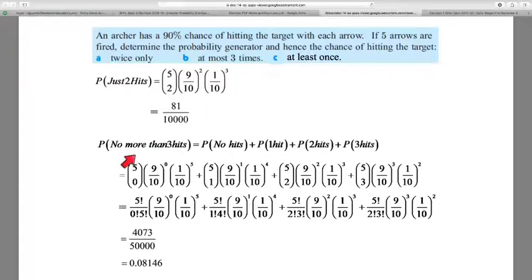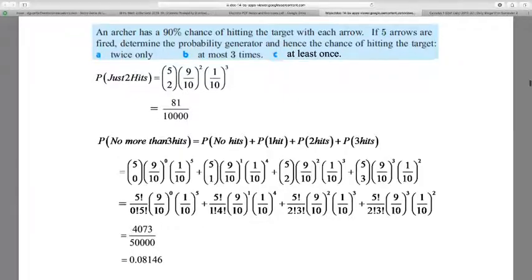So one of the ways we can do that is to simply add up from our probability distribution generator, no hits, 1 hit, 2 hits, and 3 hits, just by saying 5 choose 0, 0 times 5 times, 5 choose 1, 1 time 4 times, and so forth. So we put all of this together and we can calculate the probability of no more than 3 hits, which is slightly greater chance because there's more different ways to get no more than 3 hits.